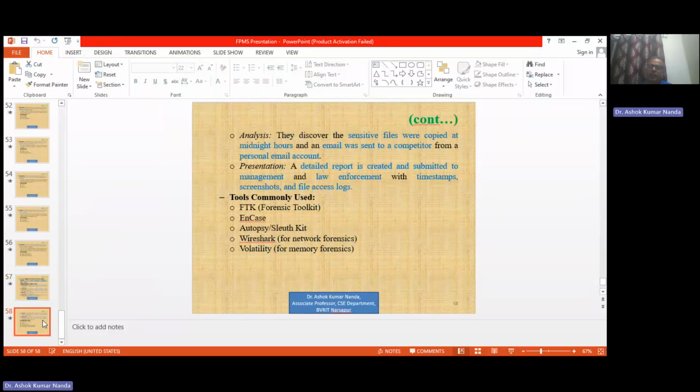In this particular scenario, going phase by phase, the most commonly used tools are FTK forensic toolkit, EnCase, Autopsy or Sleuth Kit, Wireshark for network forensics, and Volatility for memory forensics. I hope you have understood this topic.